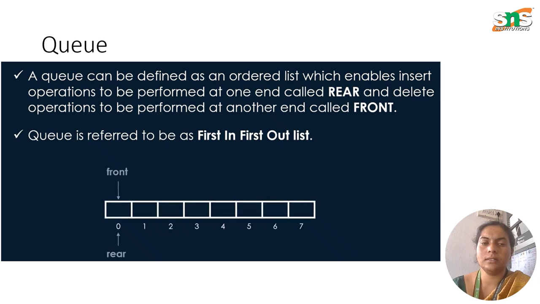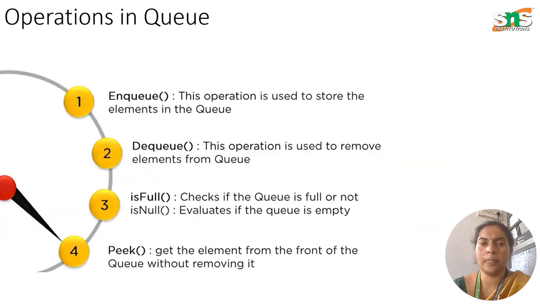And this is the schematic diagram of a queue, where the front and rear pointers will be pointing at the first index of the queue. The rear will be used for insertion and the front will be used for deletion.